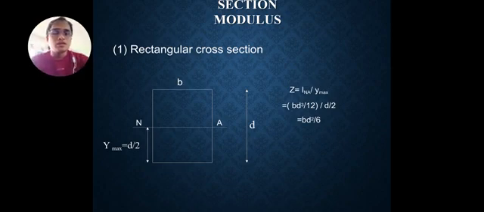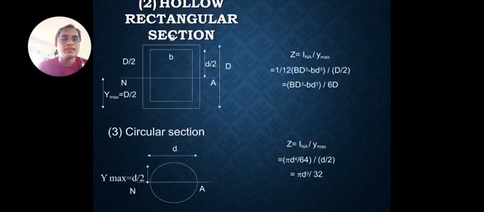Y max is D over 2. So Z is equal to the moment of inertia over y max, or BD cubed over 12 over D over 2, which is equal to BD squared over 6. For the hollow rectangular section, Z is equal to the moment of inertia over y max, which is equal to 1 over 12 times the outer BD cubed minus the inner bd cubed, over D over 2. Simplifying, it is the outer BD cubed minus the inner bd cubed, over 6D.